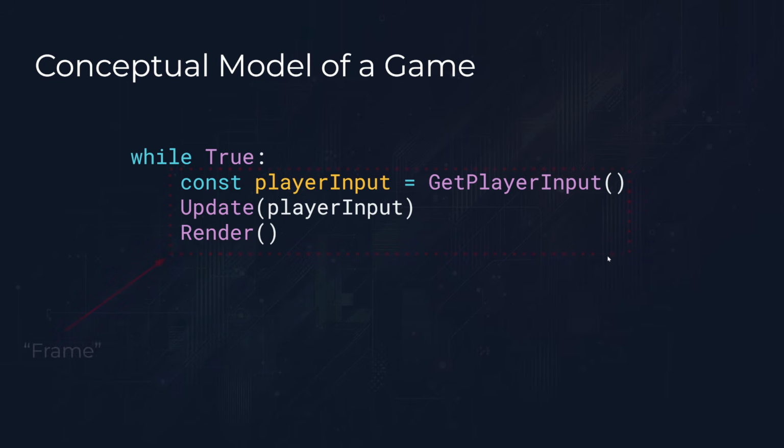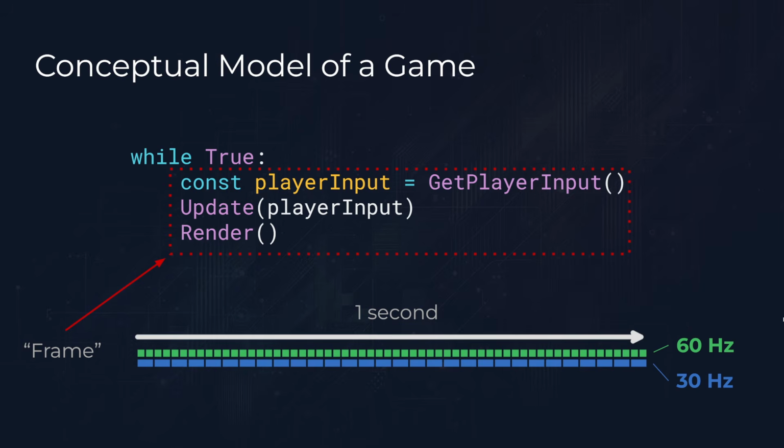Now, the inner part of this loop is called a frame. And in video games, the slowest frame rate that's acceptable these days is 30 frames per second. When you run at 30 frames per second, that means you have only around 33.3 milliseconds to compute this inner part of the loop. And moreover, a lot of games these days definitely strive to run at 60 hertz, in which case you only have around 16.6 milliseconds to compute this inner part of the loop.